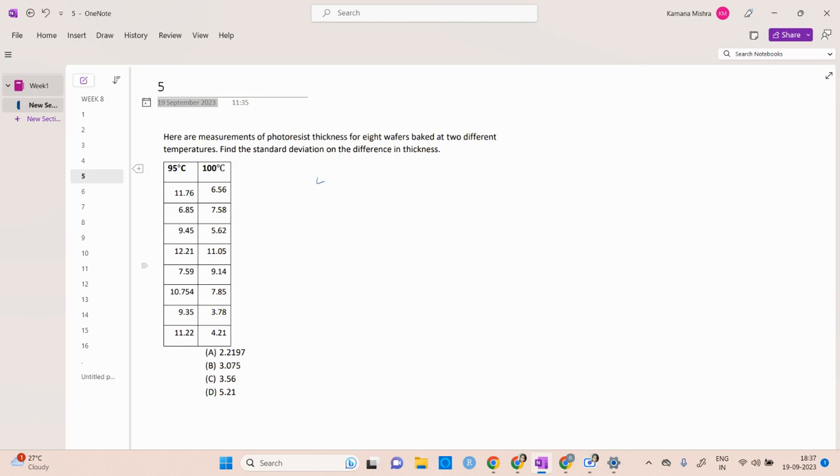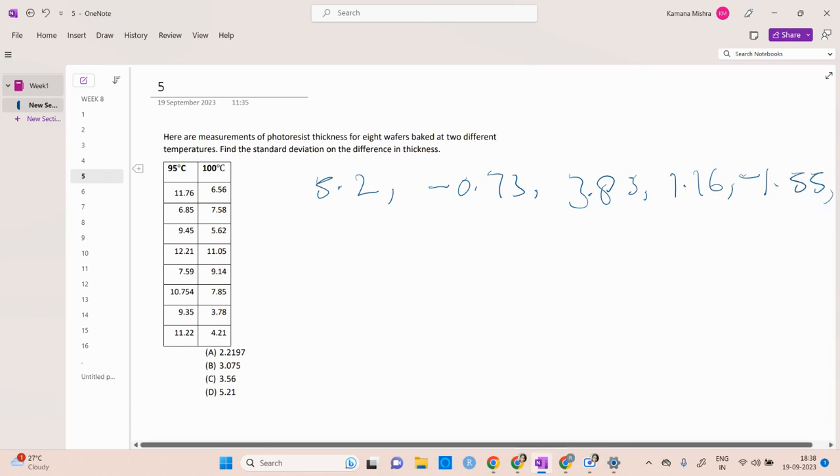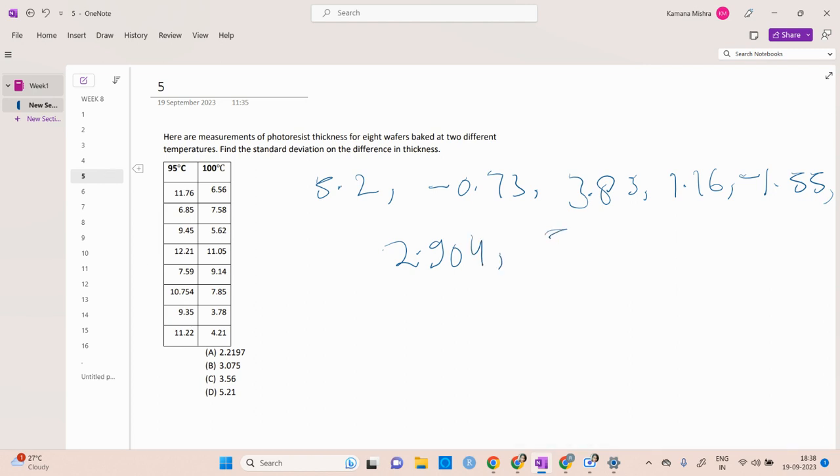So the differences will be 5.2, and then minus 0.73, and 3.83, 1.16, minus 1.55, 2.904, 5.57, and then 7.0. Okay, so these are the differences, and now you can just put the values.